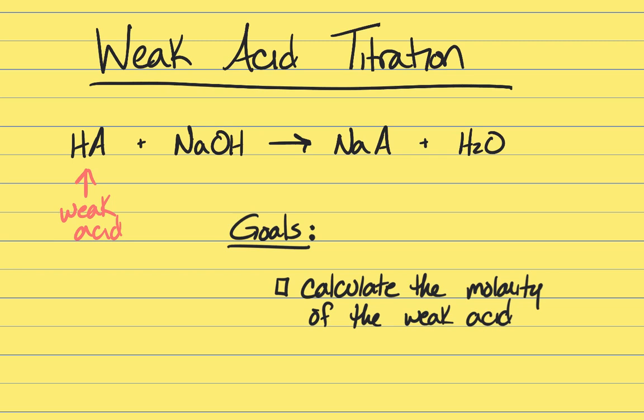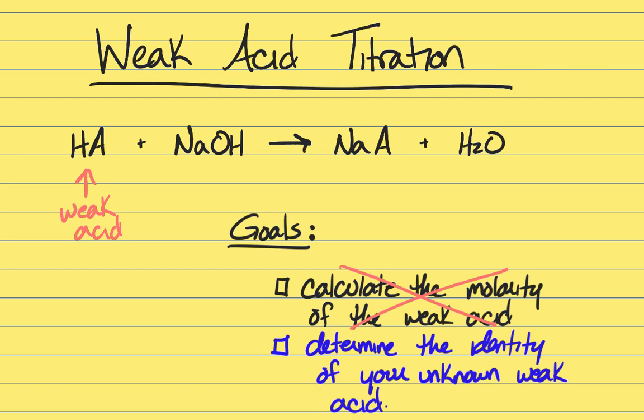Now, by this point, we've done a couple of titrations already. You did the strong acid, strong base titration in 10th grade, and then, of course, we did a redox titration back in semester 1. And so you might recall that generally the goal of a titration procedure is to calculate the molarity of some analyte. So, for example, usually in a titration, we're trying to calculate the molarity of the acid. That's the analyte that we're titrating into. That is not the case for this week's lab.